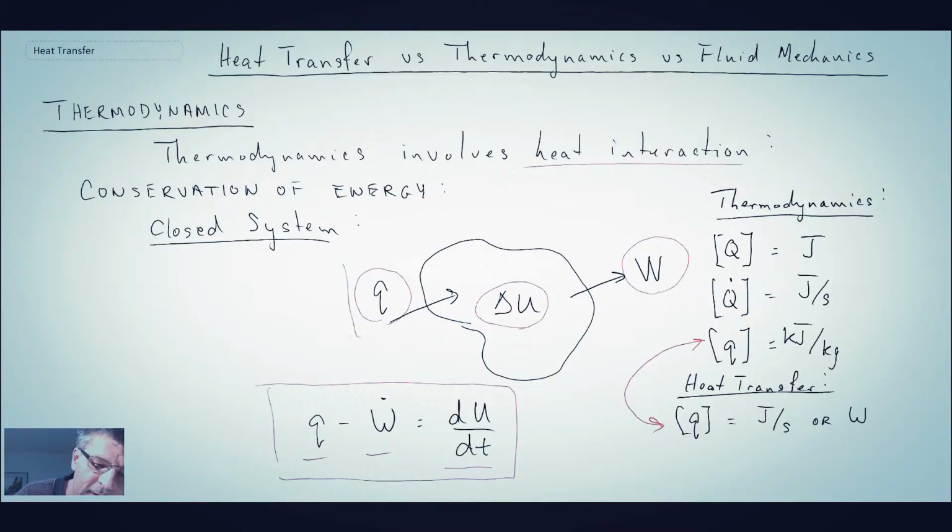So what we'd be doing in heat transfer is determining what this value of Q would be. Usually when you're solving problems in thermodynamics, Q is assumed or given. And if you recall in thermo, we also had systems where mass could be crossing our boundary, and those are open systems.